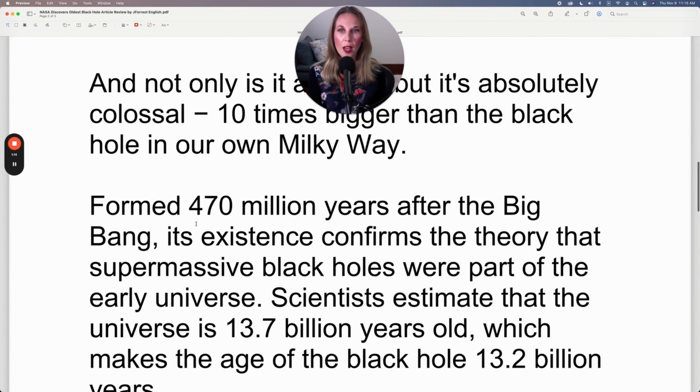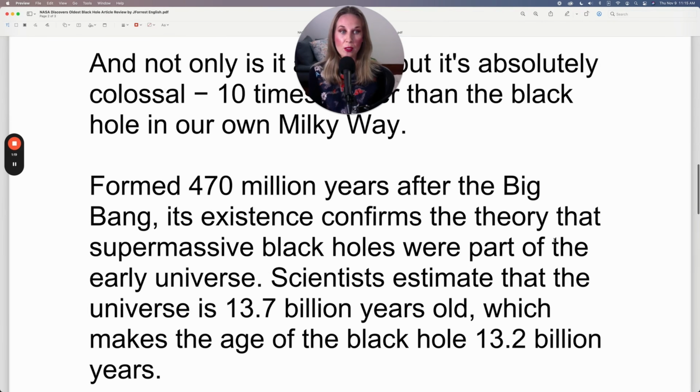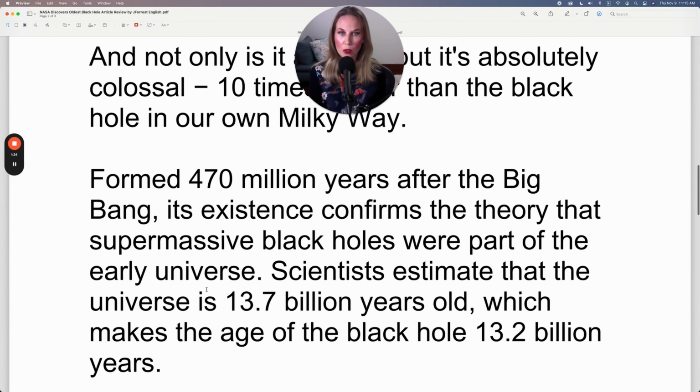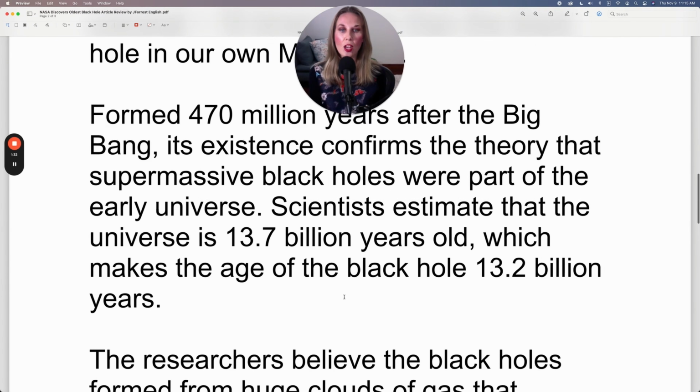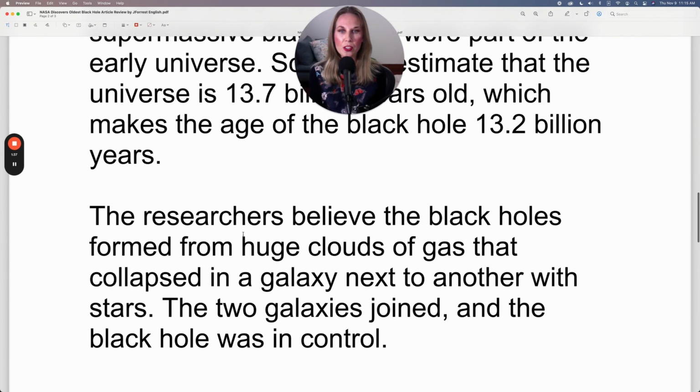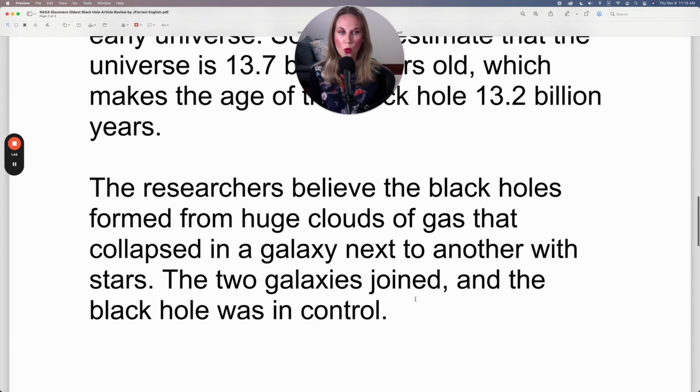Formed 470 million years after the Big Bang, its existence confirms the theory that supermassive black holes were part of the early universe. Scientists estimate that the universe is 13.7 billion years old, which makes the age of the black hole 13.2 billion years. The researchers believe the black holes formed from huge clouds of gas that collapsed in a galaxy next to another with stars. The two galaxies joined, and the black hole was in control.